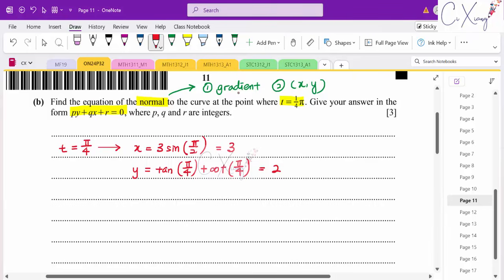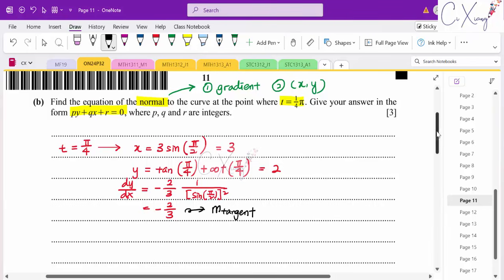So before we can get the gradient of normal, I need to get the gradient of tangent first. So the gradient of tangent is actually from dy/dx. So my dy/dx is -2 over 3 sine square 2t. So sine 2t will give you sine pi over 2, and you want to square it. Sine pi over 2 is a 1, and 1 you square, you still get a 1. So from here, your gradient of tangent is -2 over 3. Again, you need to be aware that dy/dx is the gradient of tangent.